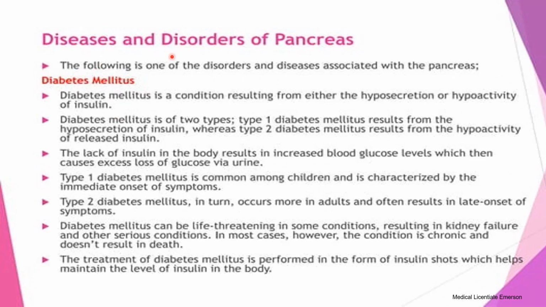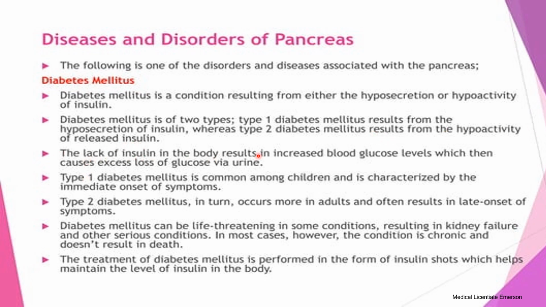Then, in terms of disorders of the pancreas, we can have one which we call diabetes mellitus, which is a condition resulting from either the hyposecretion or hypoactivity of insulin. Diabetes mellitus is of two types. We have type 1 diabetes mellitus, which results from the hyposecretion of insulin, whereas type 2 diabetes mellitus results from hypoactivity of released insulin.